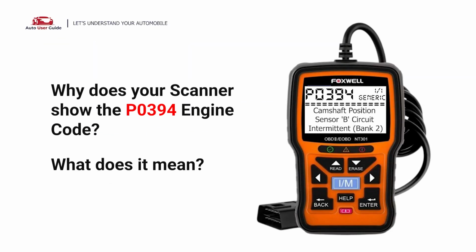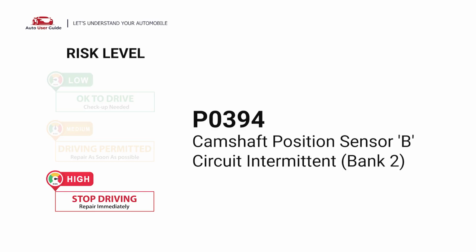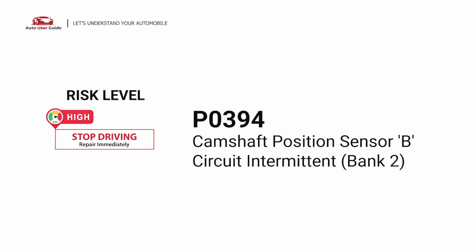Why does your scanner show the P0394 engine code? What does it mean? P0394 is a diagnostic trouble code for Camshaft Position Sensor B, Circuit Intermittent, Bank 2.